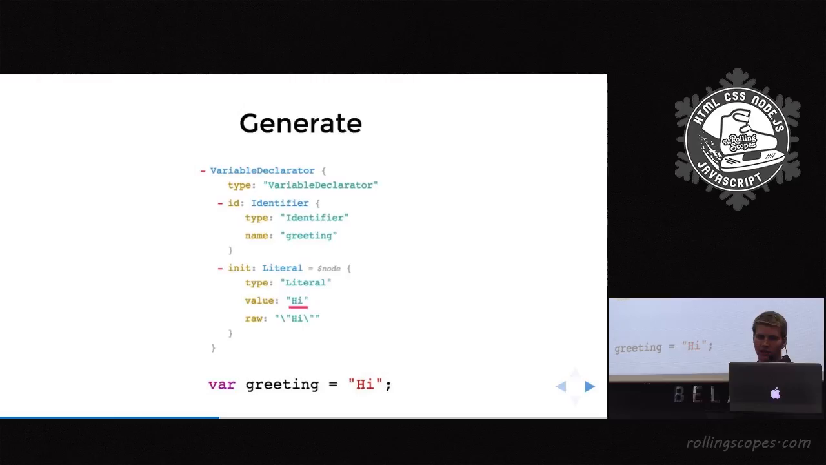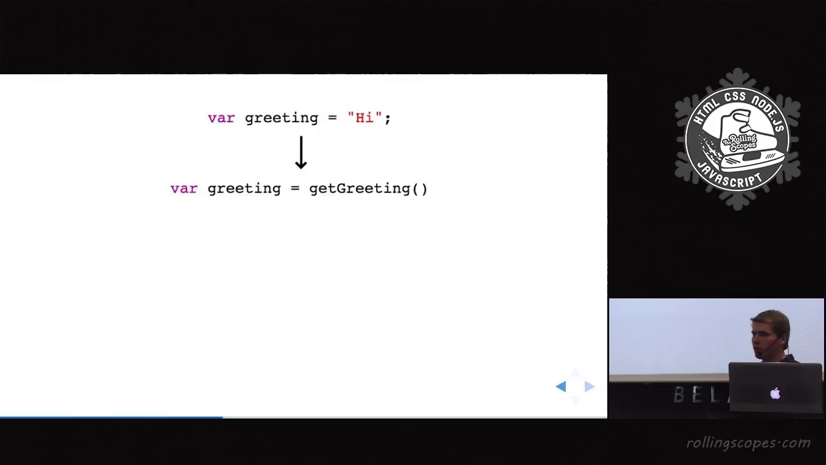So this is the updated AST. My string is now hi rather than hello. And then all that Babel does is generate the source code again from that syntax tree. But Babel can also do something a bit more complex. So rather than just modifying the string literal, we can actually replace it with a function call.